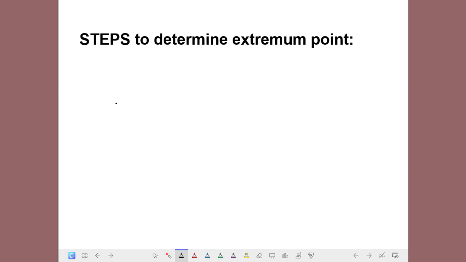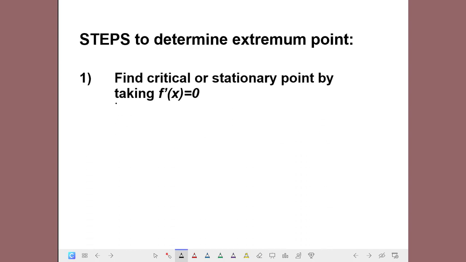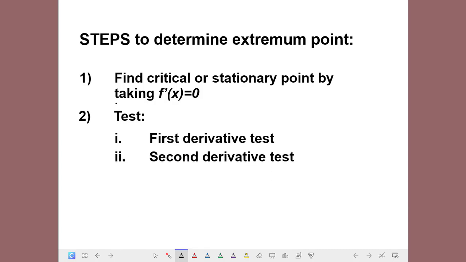Look at the steps to find an extremum point. First, find the critical or stationary point by taking f prime of x is equal to 0. The second is to test. You have two tests. Choose one, whether to test using the first derivative or the second derivative test. It depends on the question or function given. Differentiate the function up to the first derivative, find dy/dx, and test using the first derivative dy/dx or the second derivative d2y/dx2.